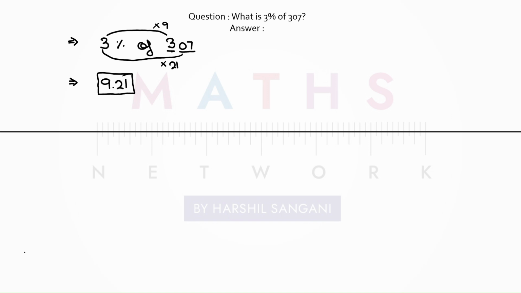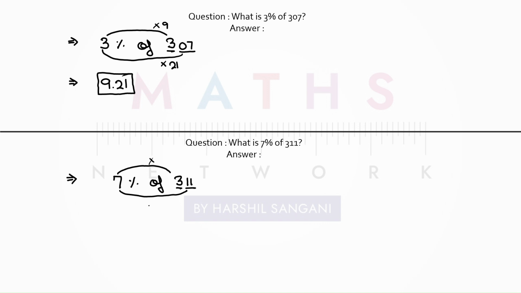Now guys, let's solve another example, that is what is 7% of 311. So I'll note this down, 7% of 311. We divide this 311 in two parts, 3 and 11. First guys, we multiply 7 with 3 and then multiply 7 with 11.